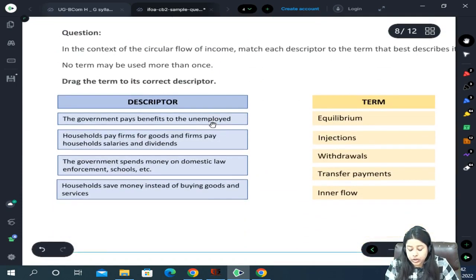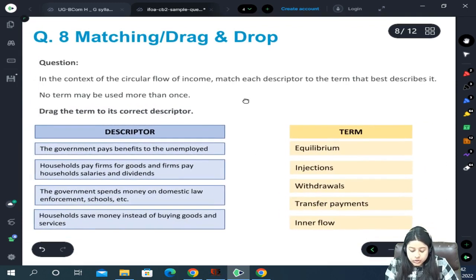So again you need the portal here. So let's read the next question. It is matching, match the following or something kind of drag and drop, like you used to do match the following in childhood. So in the context of circular flow of income, remember circular flow of income? Okay. Match each descriptor to the term that best describes it. This is the description of the term given over here. You have to match it. No term may be used more than once. So each term will be used once.